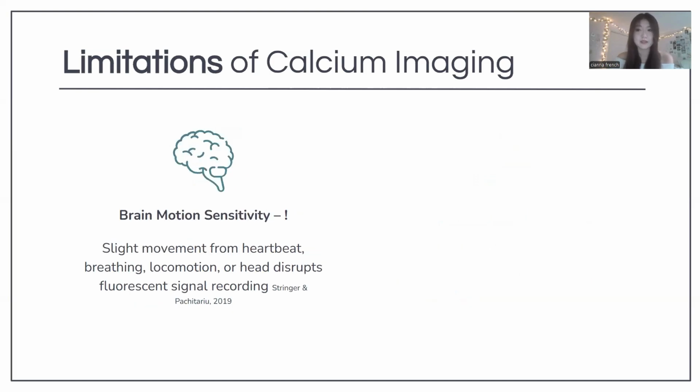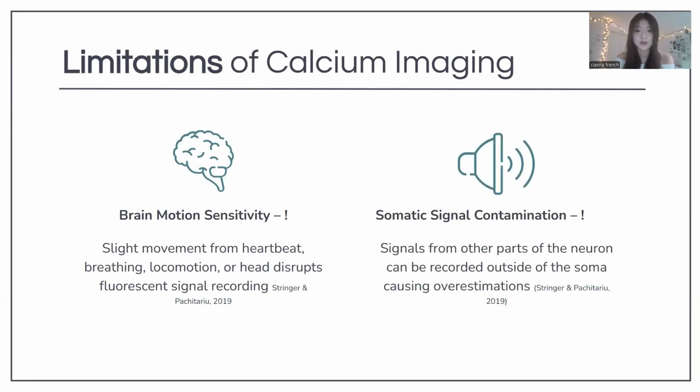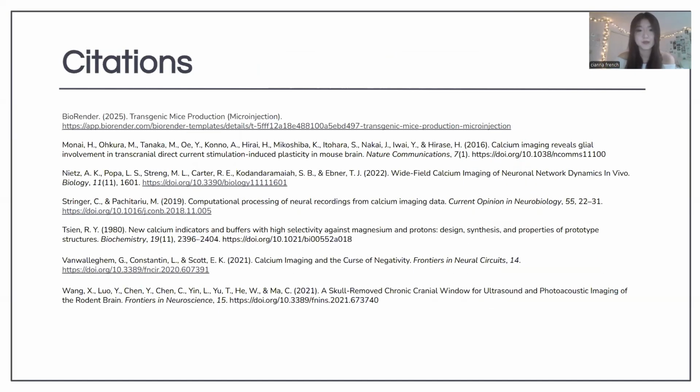For brain motion sensitivity, this is why they put in head plates in the mice, because slight movement of heartbeat, breathing, commotion, or even just small ones in the head, it causes fluorescent signal recording issues. And then there's also somatic signal contamination. So any signals from other parts of the neuron that isn't just the soma, it causes overestimations in the data collection. These are all the sources I use.